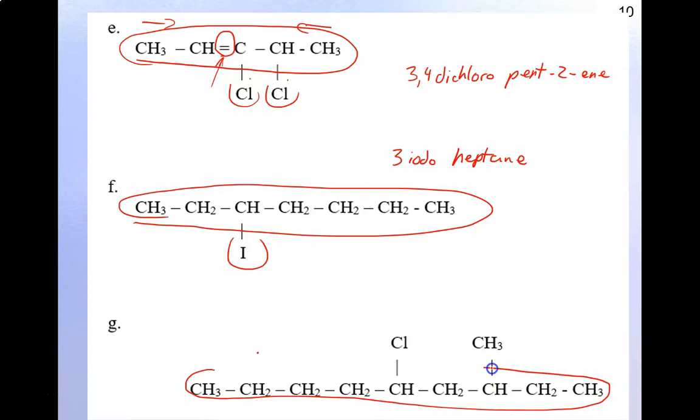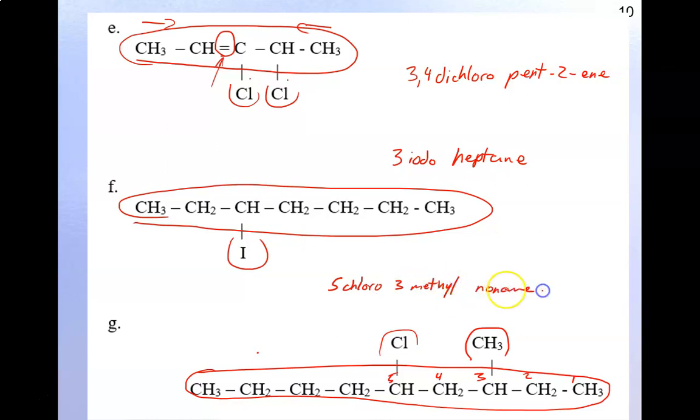And with this one, we've got a chlorine branch and a methyl branch on a chain with 1, 2, 3, 4, 5, 6, 7, 8, 9 carbons, numbering from this side to get the smaller numbers. You've got 5-chloro-3-methylnonane.